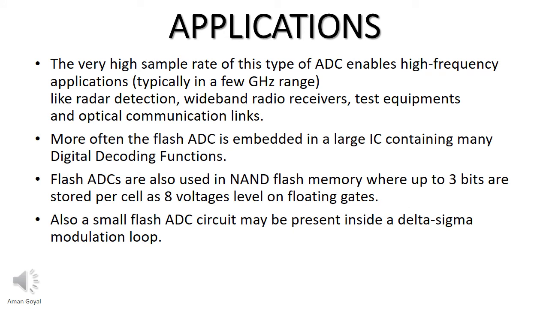Flash ADCs have a wide variety of applications in various sectors such as radar detection, wideband radio receivers, and test equipment, and they are also found inside a delta-sigma modulation loop. Flash ADCs typically utilize NAND flash memory where up to 3 bits are stored per cell as 8 voltage levels on floating gates.